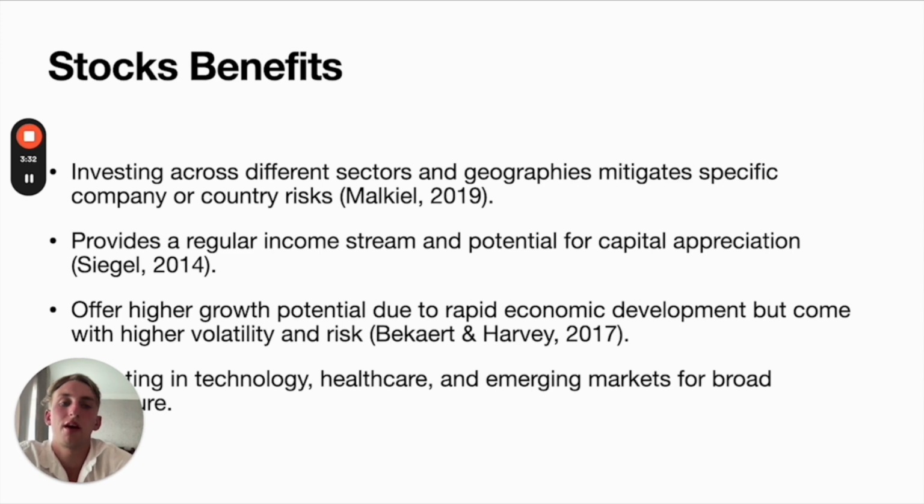Stocks also offer diversification opportunities by investing across different sectors and geographies. This helps mitigate specific company or country risks. Additionally, stocks provide dividend income, which can offer a regular income stream while potentially benefiting from capital appreciation. Investing in emerging markets can offer higher growth potential, although this comes with higher volatility and risk.